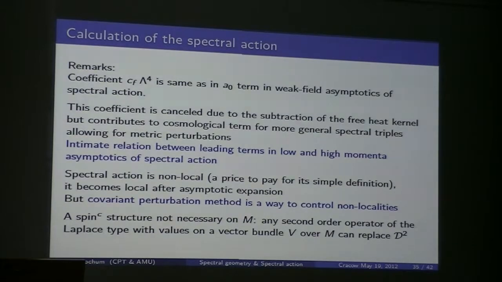Okay, not a trivial remark. Also, the spectral action is not local because, well, we use only a simple definition, but in some sense it becomes local after your asymptotic expansion. But here this is not what I have done. Here the covariant perturbation method is a way to control all the non-localities globally. Okay. Also a remark is that the spin C structure is not necessary to do that. You can work with any Laplace type operator in this situation.